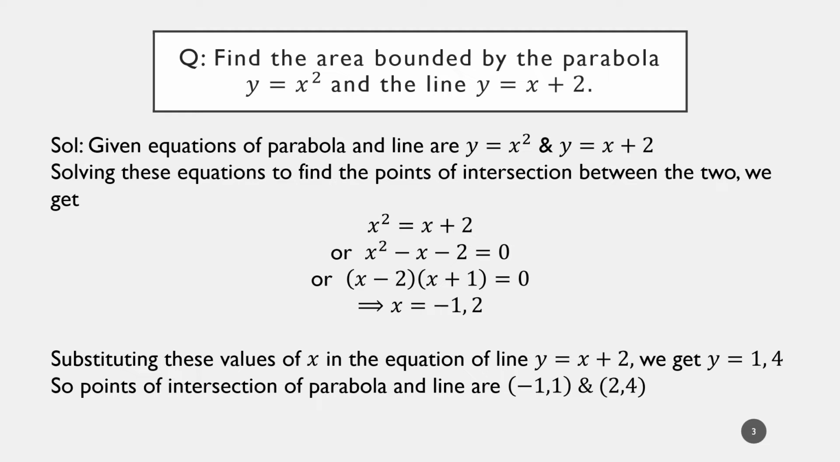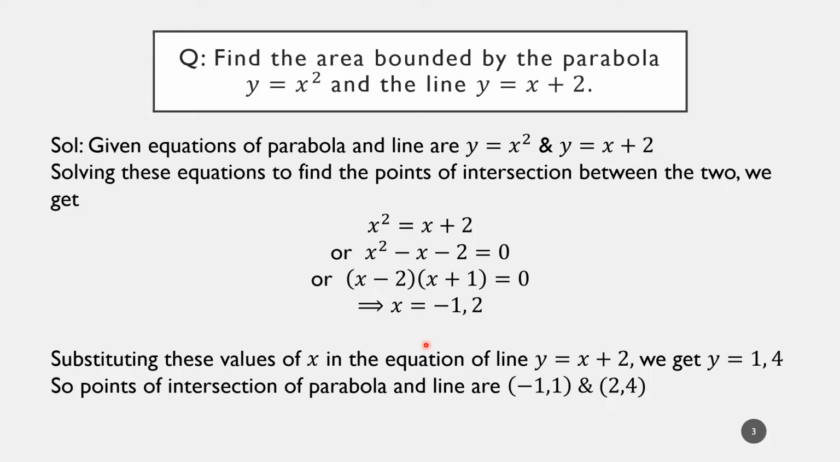Find the area bounded by the parabola, which is y equal to x square, and the line y is equal to x plus 2. These are the two equations given to us. We'll start by finding the point of intersection of the parabola and the line. For this, I am equating both the values of y in terms of x, that is x square is equal to x plus 2. Shifting the values on the left hand side and making the factors, we'll get the values of x as -1 and 2.